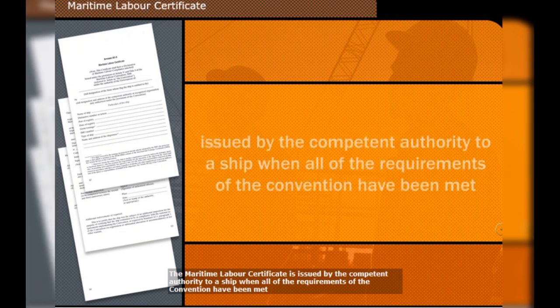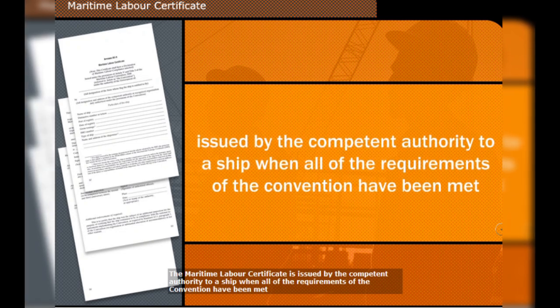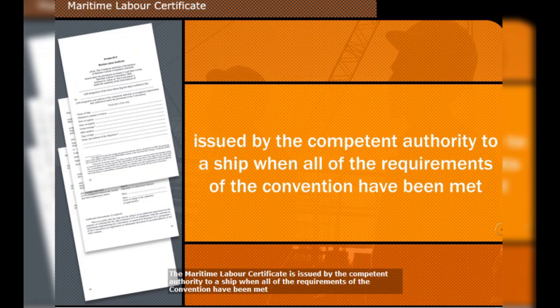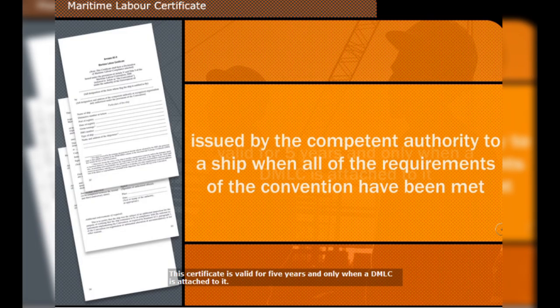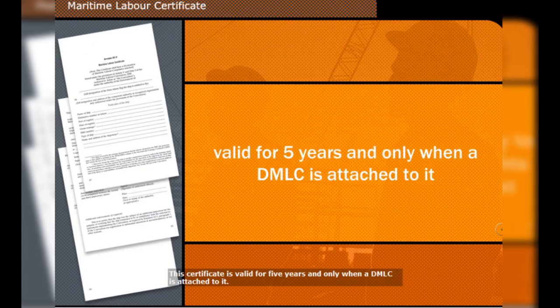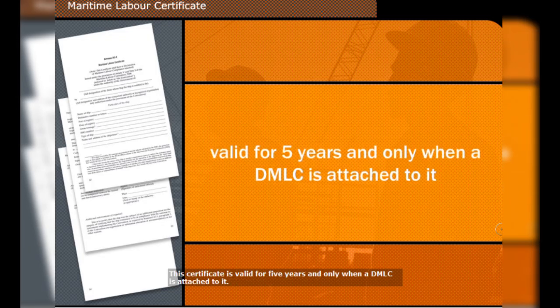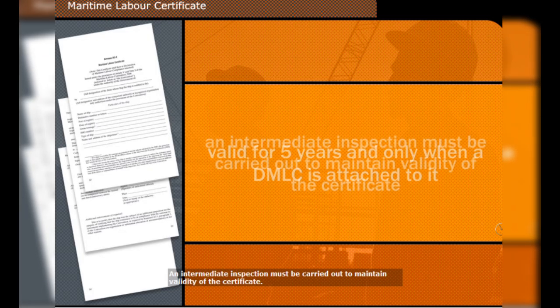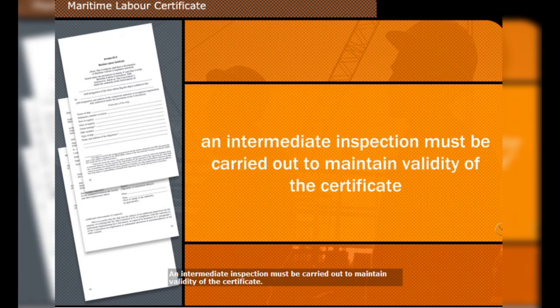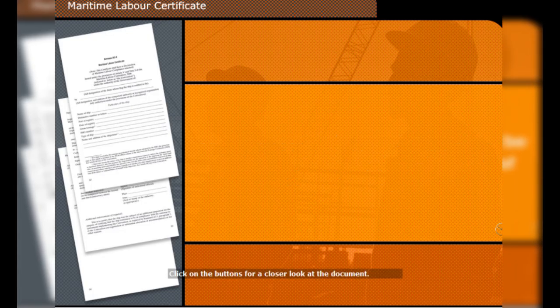The Maritime Labour Certificate is issued by the competent authority to a ship when all of the requirements of the Convention have been met. This certificate is valid for 5 years and only when a DMLC is attached to it. An intermediate inspection must be carried out to maintain validity of the certificate. Click on the buttons for a closer look at the document.